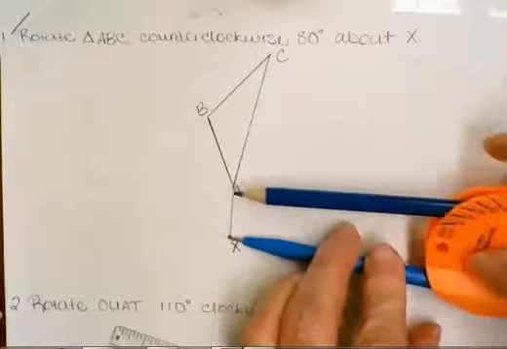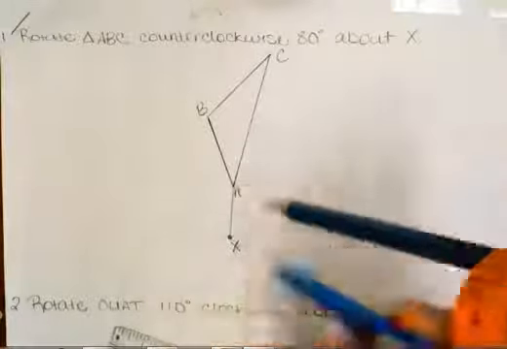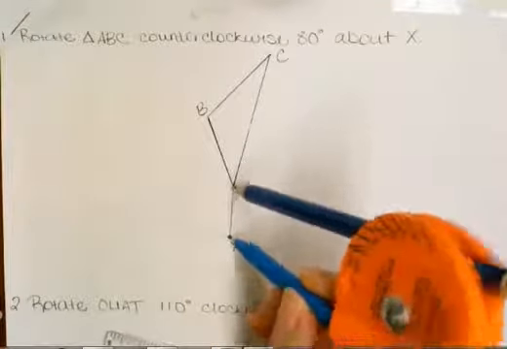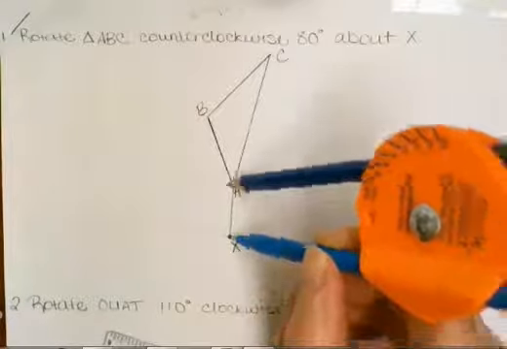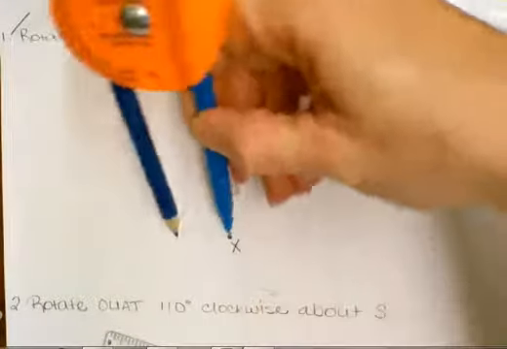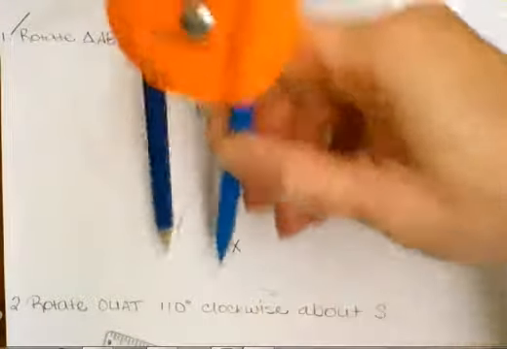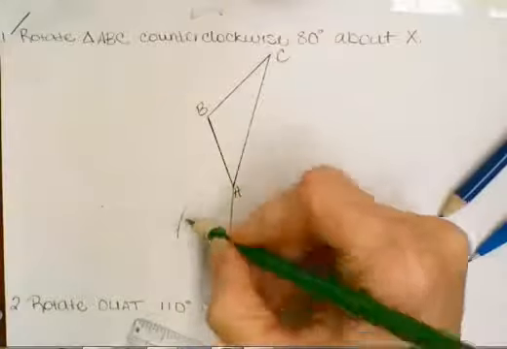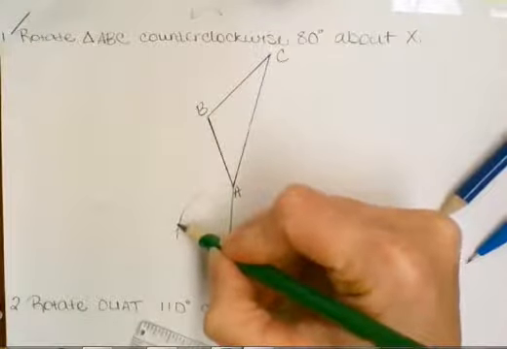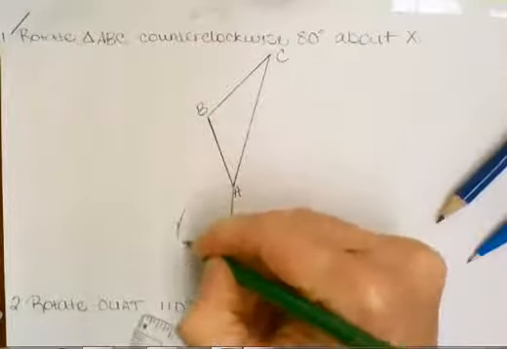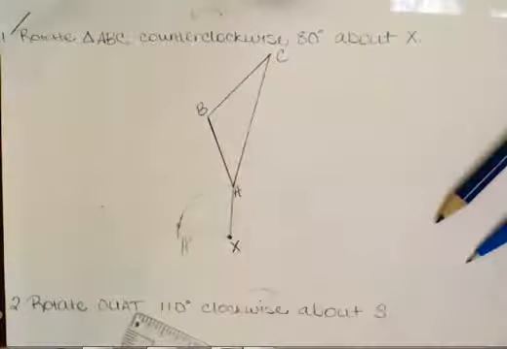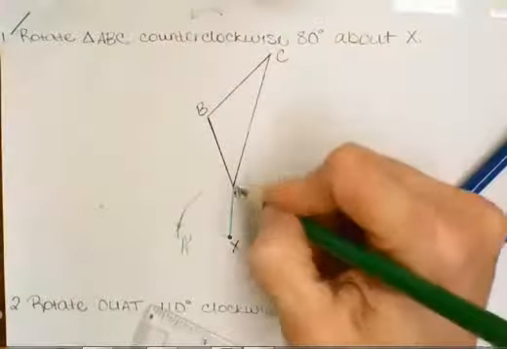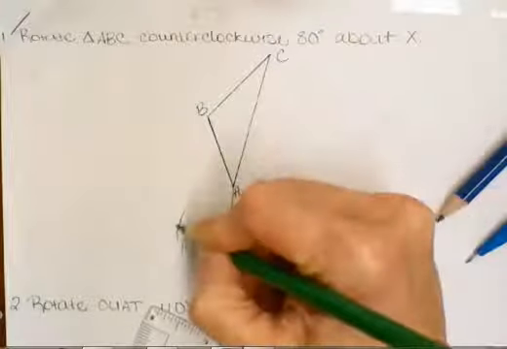And I want to make sure I've got it set at that distance. So I've got the pivot point on X, pencil point on A, and I'm going to spin that over here and see where that intersects that segment that I drew before. So this intersection point then becomes A prime. Okay, now that's what we've done to rotate point A.